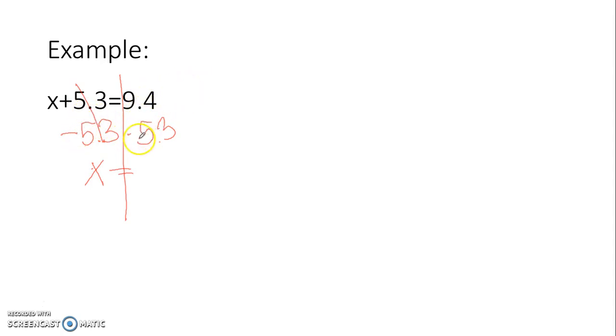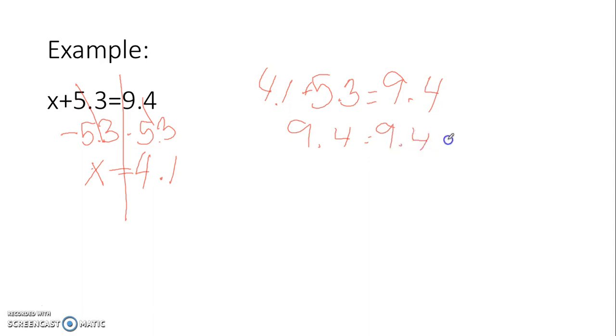So 9.4 minus 5.3. 4 minus 3 is 1. Bring down that decimal point. And we have 9 minus 5 is 4. Alright, so we check our work. 4.1 plus 5.3 is equal to 9.4. And we can see that yes, that is true, that our answer is indeed x is equal to 4.1.